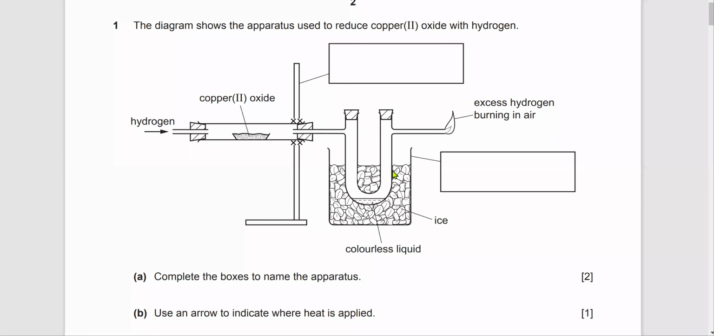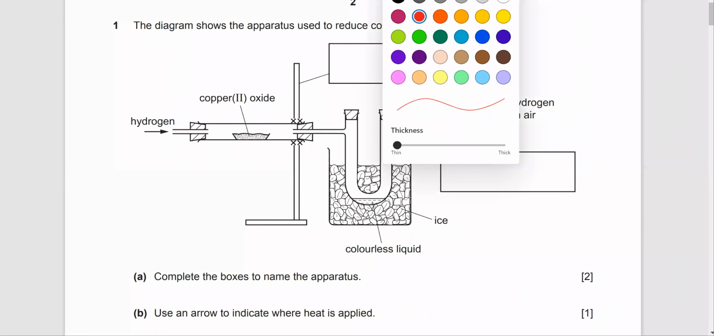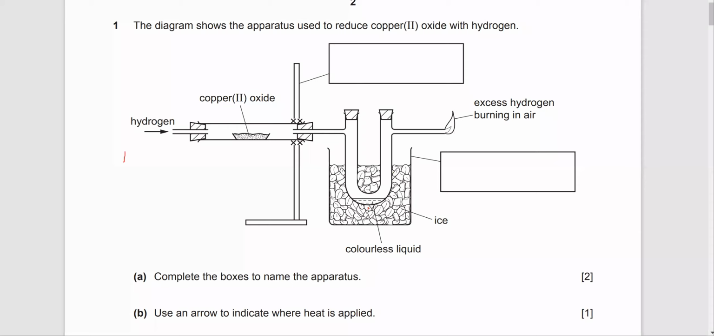Okay, so the question is that you have your hydrogen gas coming in. Maybe you don't need to know this in this question, but we'll do it anyway. There's copper 2 oxide. So if you remember the reactivity series, in the reactivity series, above copper there was hydrogen, and then copper, Hg, Ag, Au, etc. So the reactivity would decrease down the reactivity series.